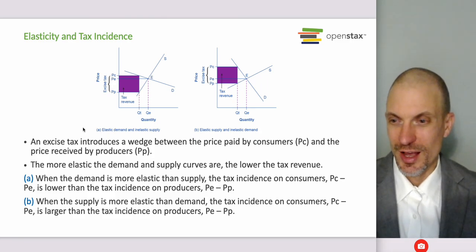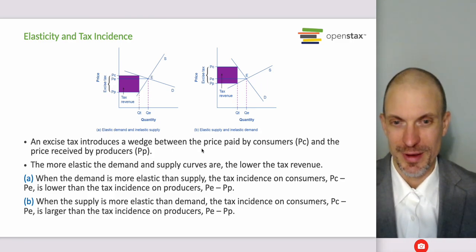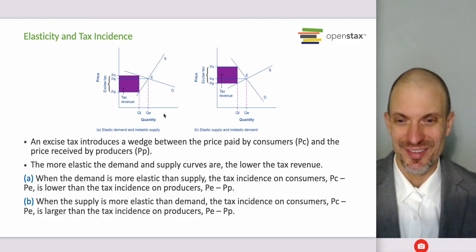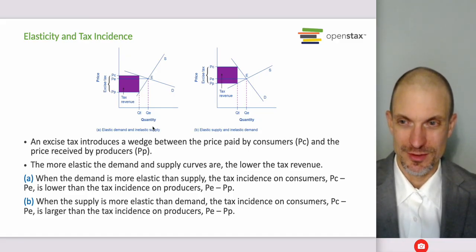Okay. An excise tax introduces a wedge between the price paid by consumers and the price received by producers. So now we're going to talk about tax incidence. Yeah, so we can do that.